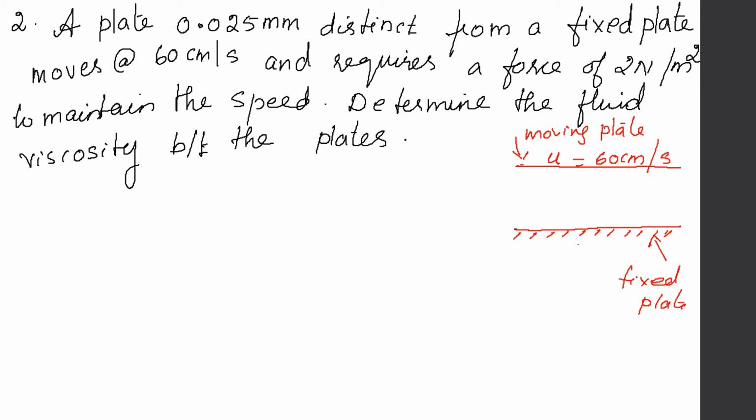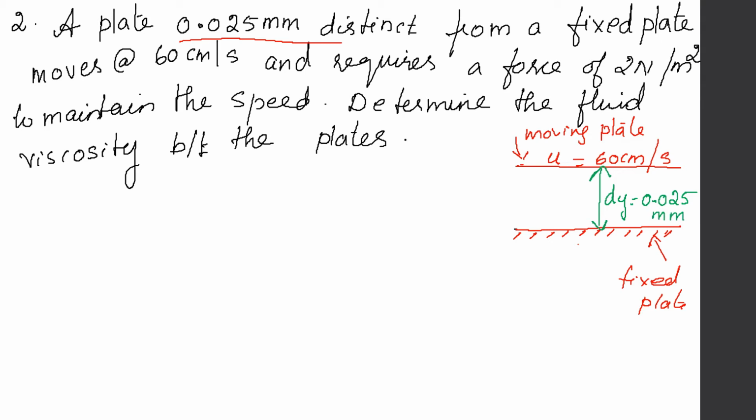Now a plate 0.025 mm distinct from a fixed plate. So the distance between these two plates is taken as dy. We know y is the distance between the adjacent layers. So here it is plates. So dy, the distance between the plates, is 0.025 mm.